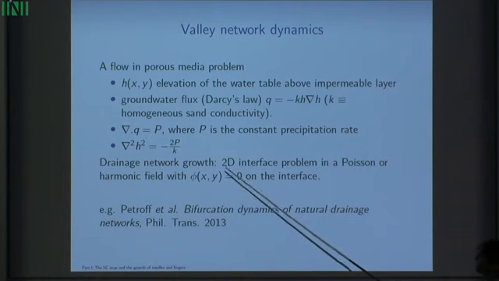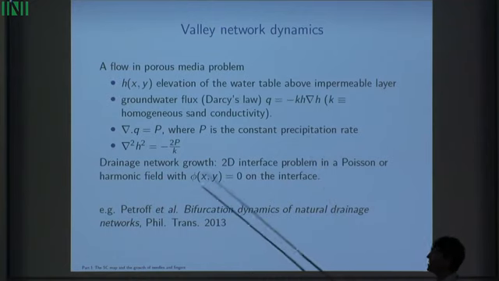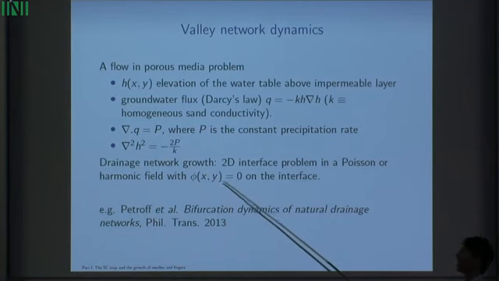How the network grows is a 2D interface problem in a Poisson field. If we're prepared to at least neglect the effect of precipitation near the streams themselves, we can take to a pretty good approximation that the network evolves in a harmonic field.